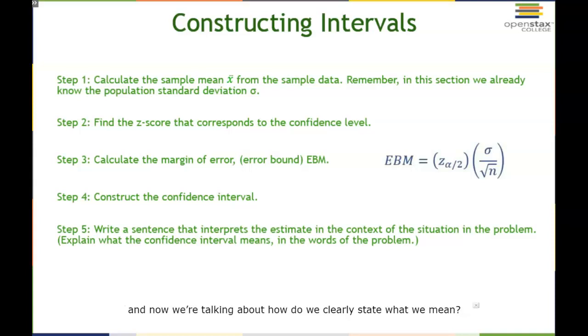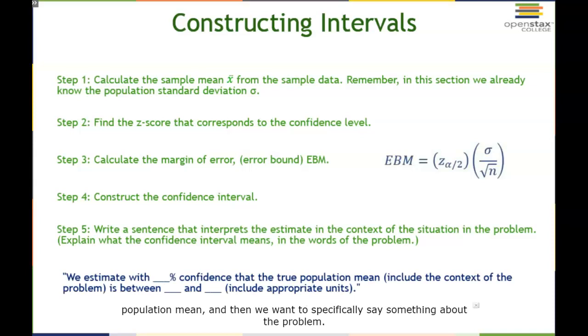Now, when we're talking about how do we clearly state what we mean, how do we interpret it, generally it's going to be the same sentence over and over again. For example, we estimate within 95% confidence that the true population mean, and then we want to specifically say something about the problem, like the number of iTunes songs that are downloaded every month is between our values. And then we can say downloads if it was regarding downloads. But that's pretty much the generic statement that we can use. We estimate with some confidence that our true population mean regarding the problem is between these two values, which is going to be our low confidence value and our high confidence value.